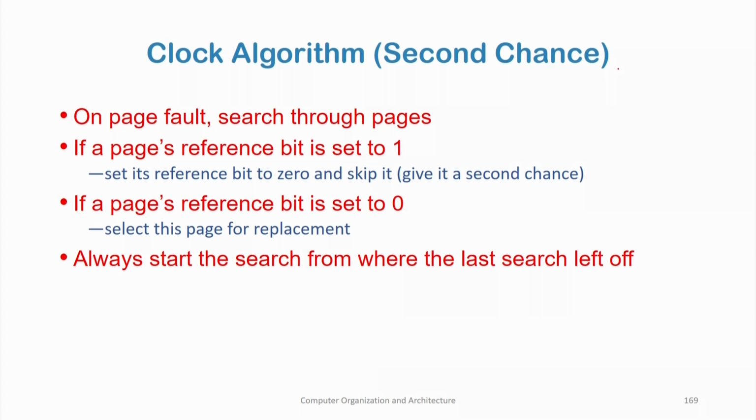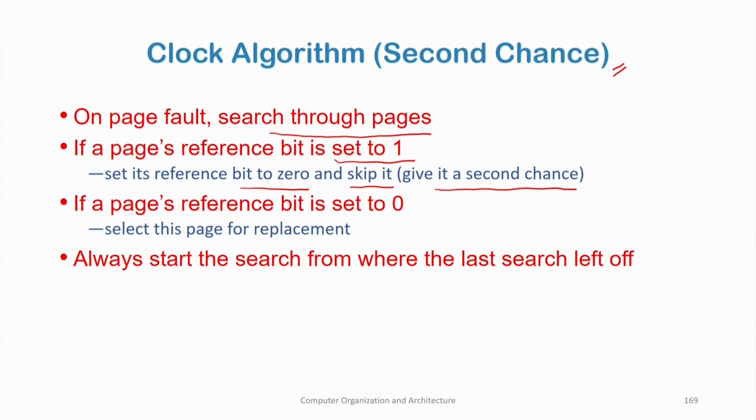So, we will now look at the clock algorithm, or the second chance page replacement algorithm. It is an extension that uses the reference bits in a different way. So, how does this operate? On a page fault it searches through pages, and if the page's reference bit is set to 1, then it sets it to 0 and skips it. So, it gives this page a second chance. If it is 1, it does not replace it, but it sets it to 0.